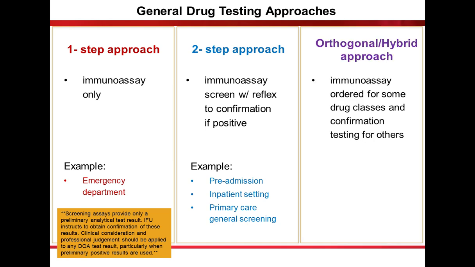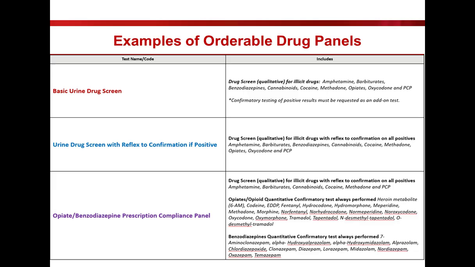And then we have a third approach. This is described as an orthogonal or a hybrid approach. In this approach, an immunoassay is ordered for some drug classes and a confirmation test is ordered directly for others. So instead of doing it two-step or stepwise, you're ordering them both at the same time and running them at the same time. Some examples where this type of approach might be helpful would be in the pain management or controlled substance monitoring setting, where a clinician will want to order directly a confirmation testing for the substances that they know that they've prescribed the patient, and then do a screen for all the other classes.